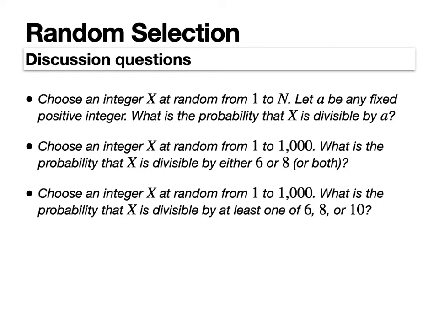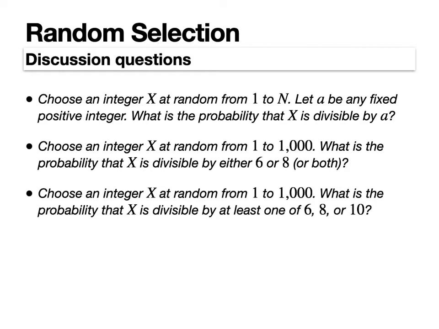Looking at the second question, it's kind of similar, but different. Choose an integer x at random from 1 to 1,000. What's the probability that x is divisible by either 6 or 8 or both? So here, I want you to think about that phrase, being divisible by either 6 or 8 or both, in terms of events. What kind of event are we talking about here? And then once you think about that, you can begin to sort of crack the egg into this question.